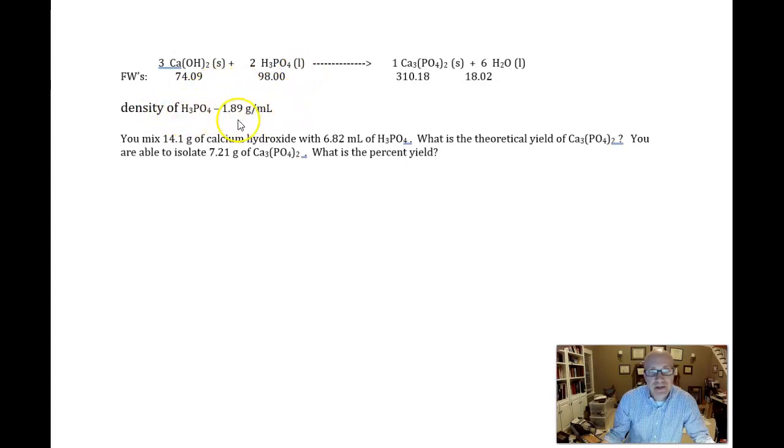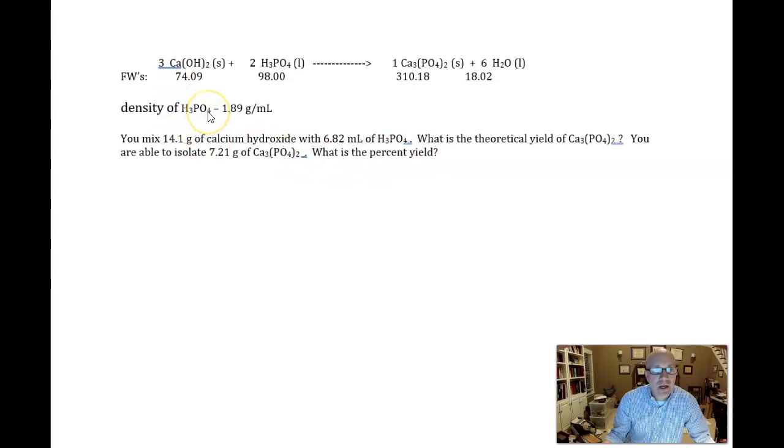And I'm providing the density for that right here. So this problem will be incorporating a lot of the things that we've done in stoichiometry. The question that we have here is: you mix 14.1 grams of calcium hydroxide, this chemical, with 6.82 milliliters of phosphoric acid, which is this right here. First of all, what is the theoretical yield of calcium phosphate? That's right here. But then it says you're able to isolate 7.21 grams of calcium phosphate. What is the percent yield?